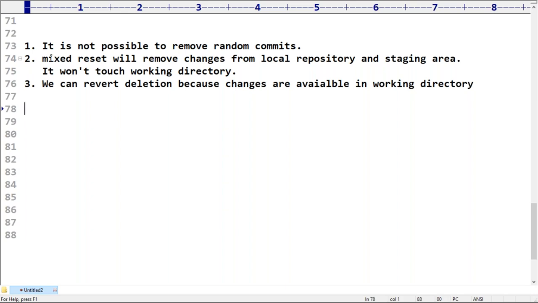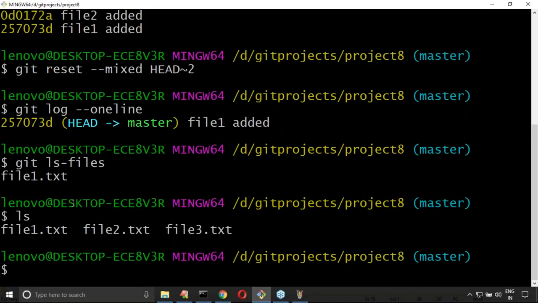Friends, respond. Any doubt about this one? Clear, right? Okay. Now my requirement is, I want to revert back because only one commit is there. I want three commits, right?